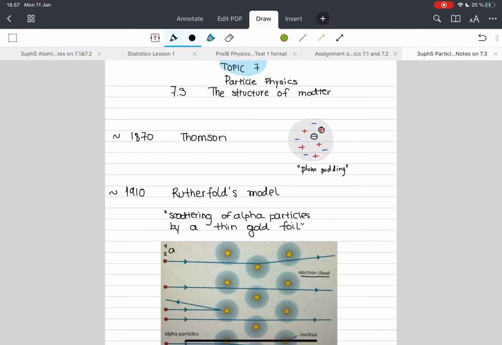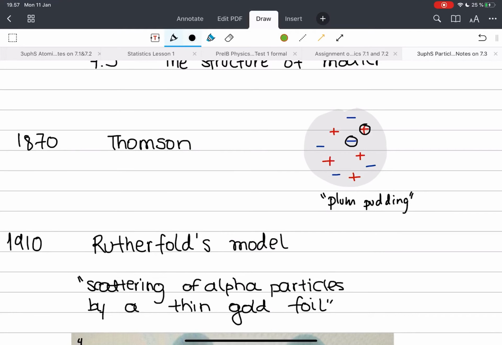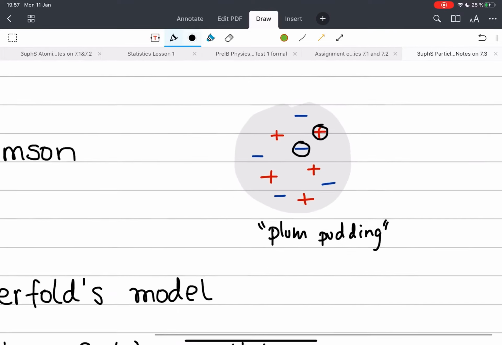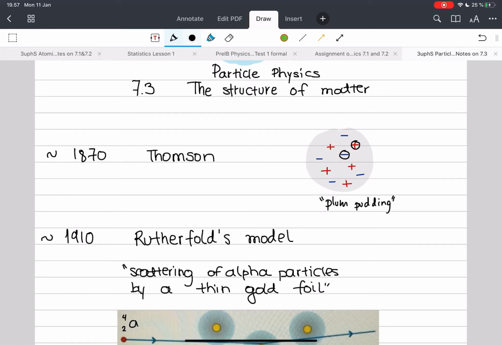So in 1870, Thomson had no idea how the atom actually looks. So he suggested, after doing some experiments, that it looks like a plum pudding, as he said. So basically you have a gel, and inside that gel you have positive and negative charges. That's not how an atom is, but that's the best they could do at that moment.